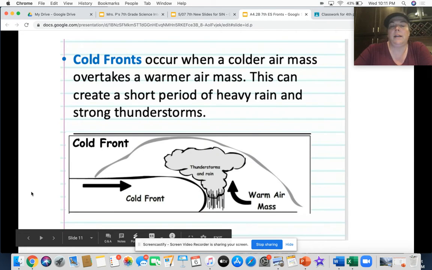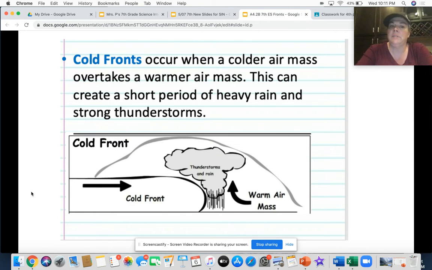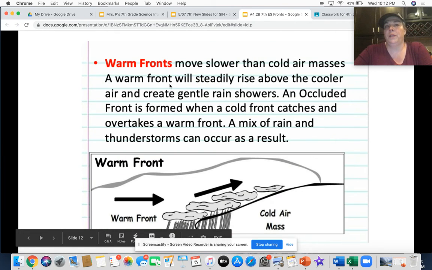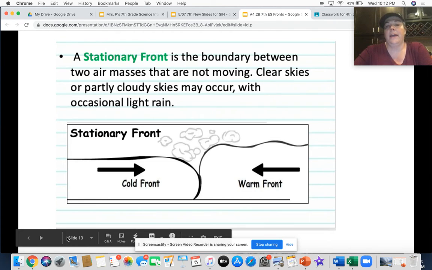Okay. All right, so in your interactive notebook, you're going to have 2 pages that are going to have some descriptions of different fronts. Okay, so cold fronts occur when the colder air mass overtakes a warmer air mass. So here we go. Warm front or cold front moves in, this moves over. These are all things from your notebook. Warm fronts move slowly. That's the one that he just showed us. Okay. And a stationary front. A stationary front is when you have a cold front and a warm front and they just stay there and you get clear skies and some light rain, nothing too big. Okay. We like stationary fronts because that gives us nice weather.